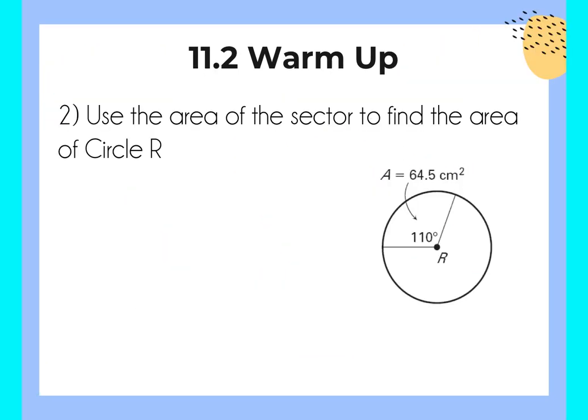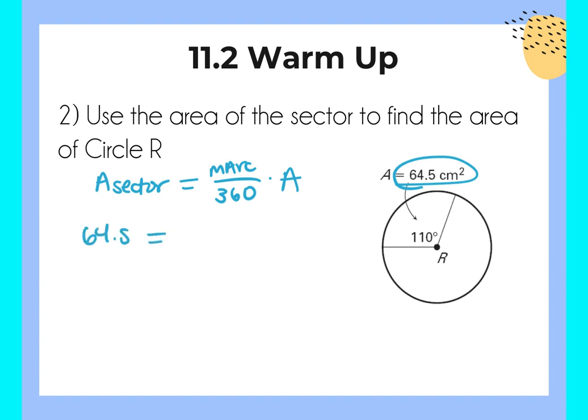All right, 2 says use the area of the sector to find the area of the circle. So the formula, again, is the area of the sector equals the measure of the arc over 360 times, I can either use pi r squared or I can actually use area. What it gives you this time is the area of the sector, 64.5 equals the measure of the arc, which would be that 110, same as the central angle. And then all I'm missing is the area. I can cross through my zeros. I can multiply both sides by 36 over 11.